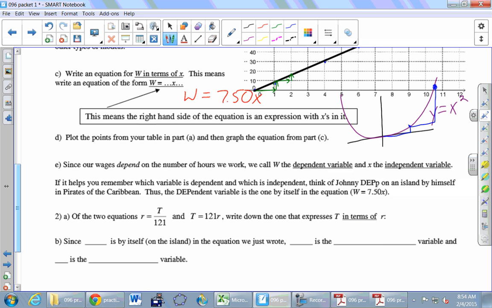Johnny Depp starred in Pirates of the Caribbean, and many times in those movies he was by himself on an island, yes? So the letter that is by itself in the equation, just like Johnny Depp by himself on an island, is the dependent variable. And then the other one is the independent variable.